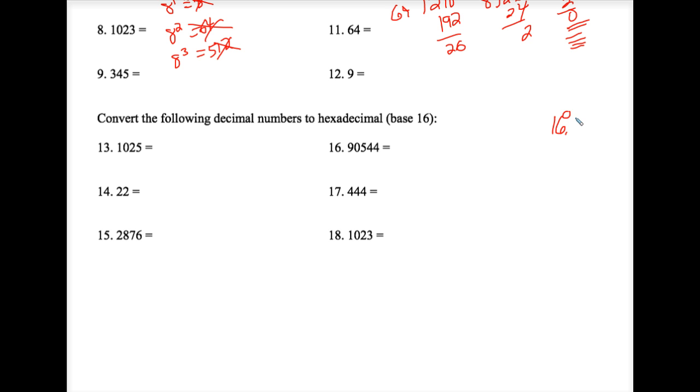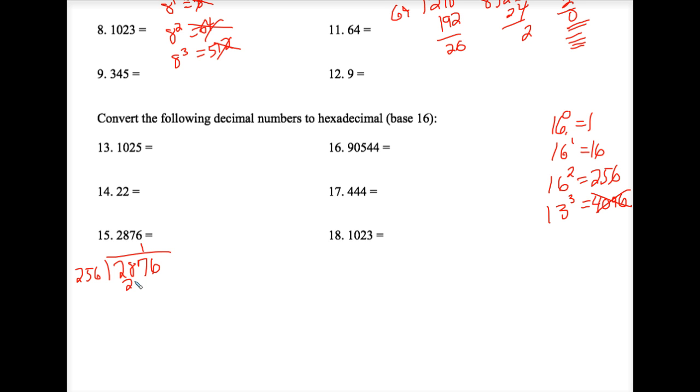16 to the 0 power is 1, 16 to the first is 16, and 16 squared is 256. And I think I need to go higher than that, so 16 cubed is 4,096. Well, 4,096 does not fit into 2876, so we cross it out. We set up our long division problem as we've been doing on this worksheet before. Does 256 fit in? Yes, it does. How many times? Well, let's figure it out.